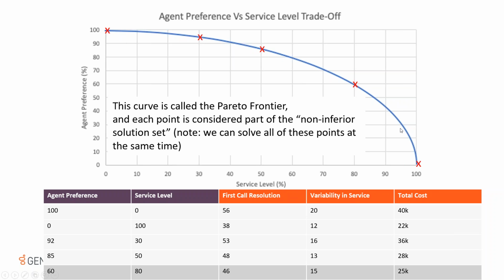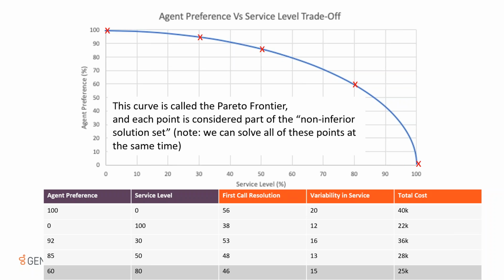All of the points on this line are optimal for some combination of those two different objectives. So if these were my two objectives, what you'd like to do is take this graph, walk up to your decision maker, the people, and say, here's service level versus agent preference. Where would you like to be on this curve? And I'll create schedules that get us on this curve.